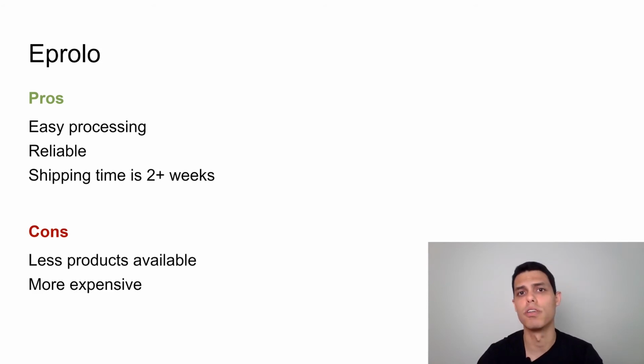Then we have eProlo. The pros of this platform is that you have easy processing, is super reliable, and the shipping time is around 2 weeks. And the cons is that they have less products available and it's usually more expensive.